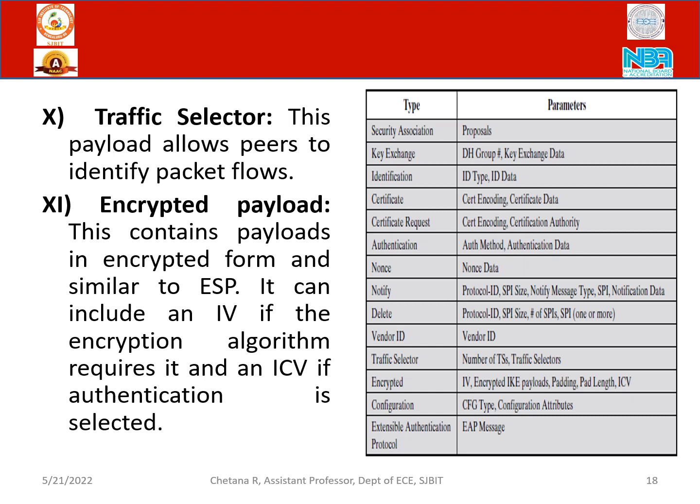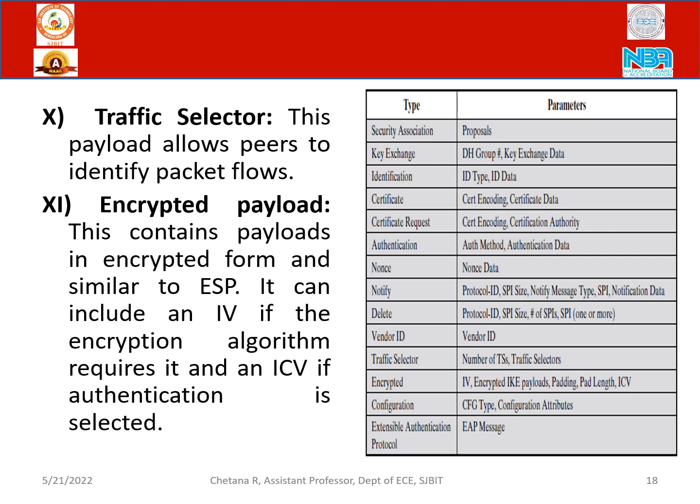Traffic selector. This payload allows peers to identify packet flows, how exactly the packet should go, so that if there is a huge traffic, you shouldn't take that path. So the path for the packets to flow is decided on the traffic selector payload.